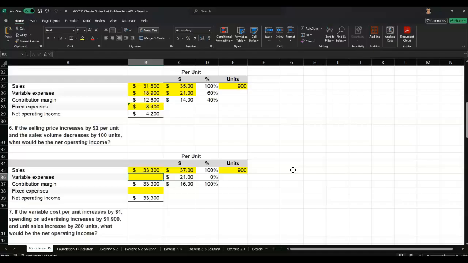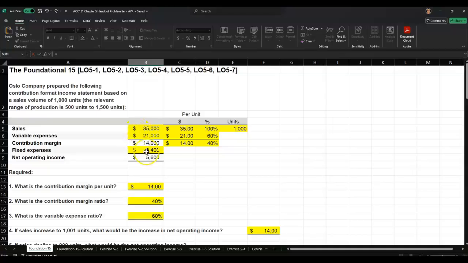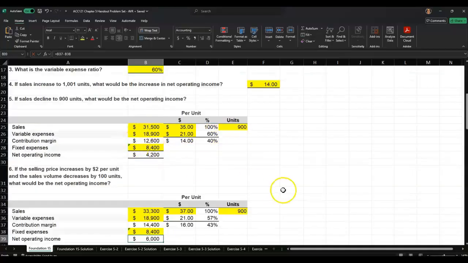So now we've got $33,300. Then our variable cost is just simply the 900 times the $21 per unit. That has not changed. So now we've got a contribution margin of 14.4. And again, don't read anything else into it. Fixed expenses have not changed, so we're just going to pick up that 8,400 from the original.